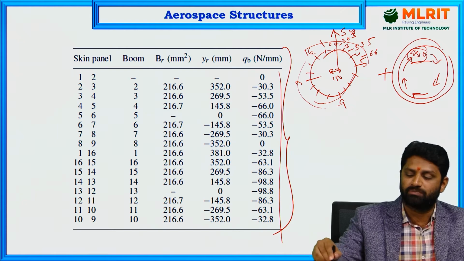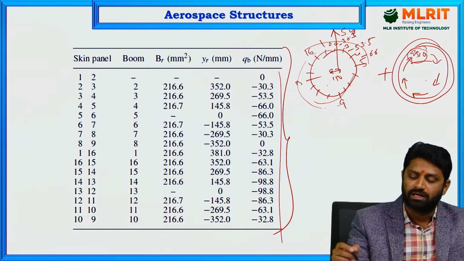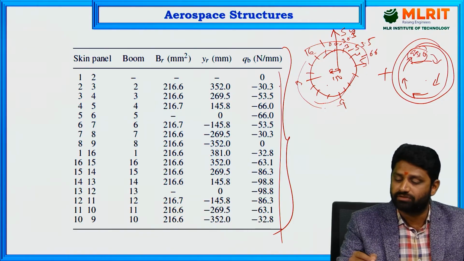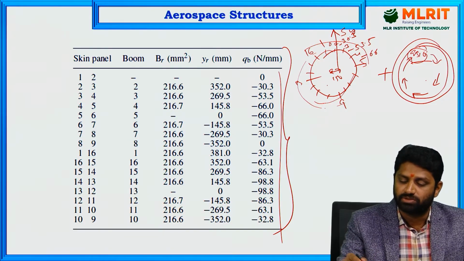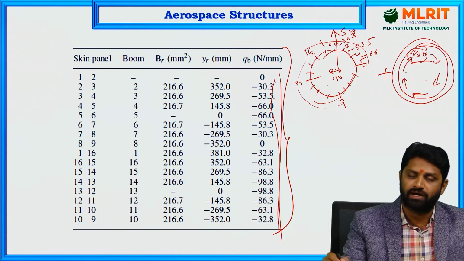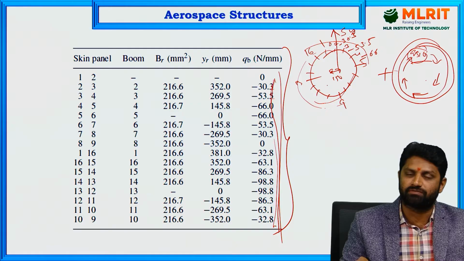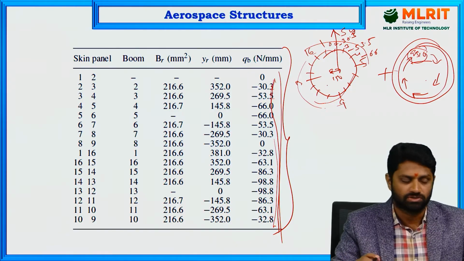We have to superimpose QS0 in the clockwise direction that we considered onto this fuselage. If the directions of QS0 and these QB23, QB34 are the same, they are going to add up, and if they are in the opposite direction, they are going to subtract. So once you find QS0 by taking moment, you have to add it to all these open section shear flows to get the actual shear flows.